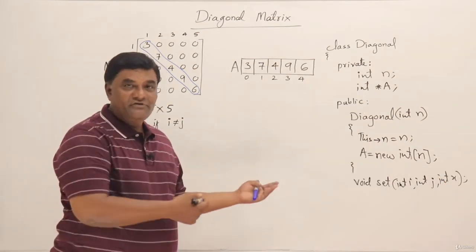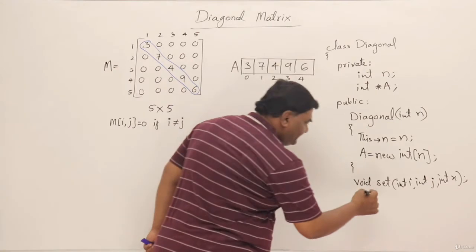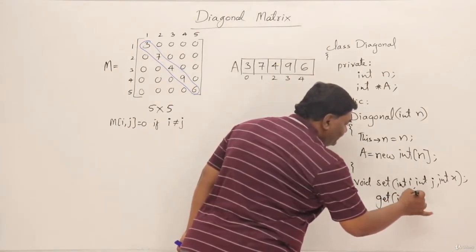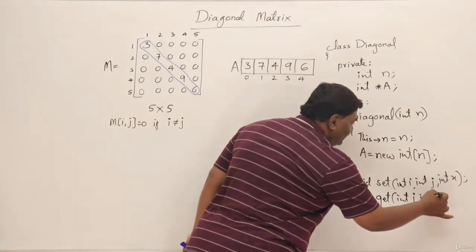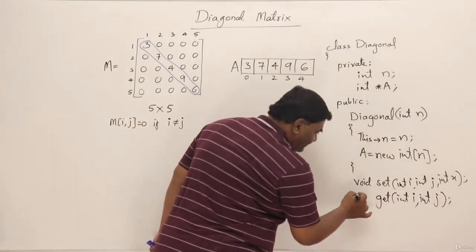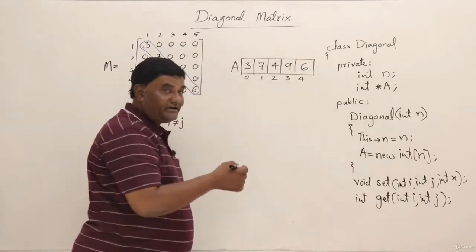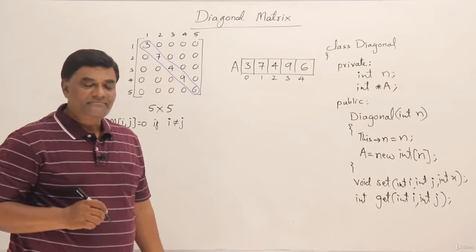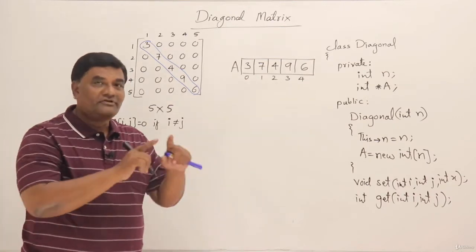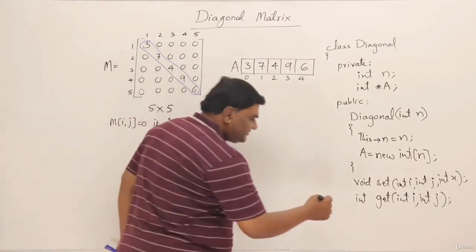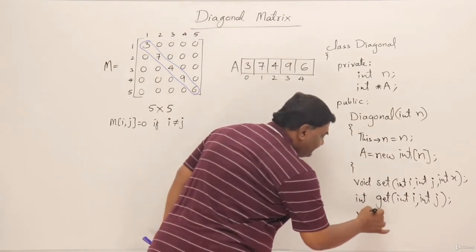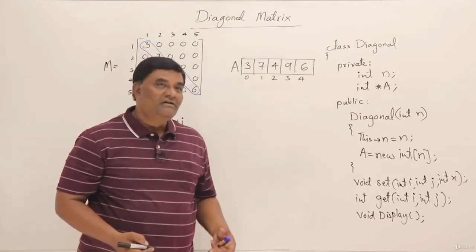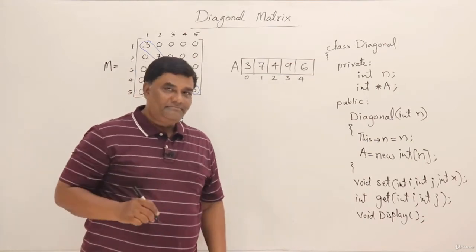Then we need a function for retrieving the data. Let us call it get. It also needs from which row number and which column number you want to retrieve the data, and the return type should be integer because it's going to return the element at that row number and column number. Then we will also have one function for displaying a matrix, void display. Instead of a display function, we can also overload the insertion operator. That I will show you when I write the program.